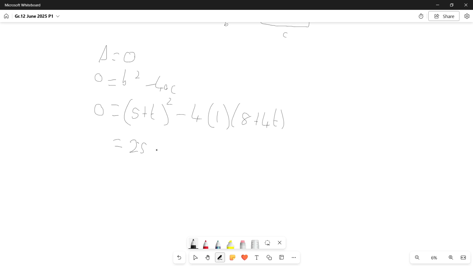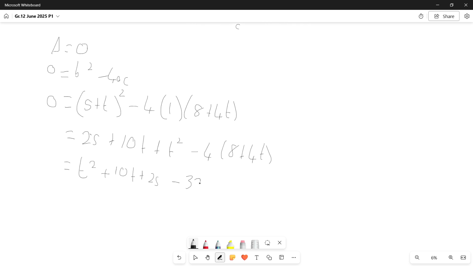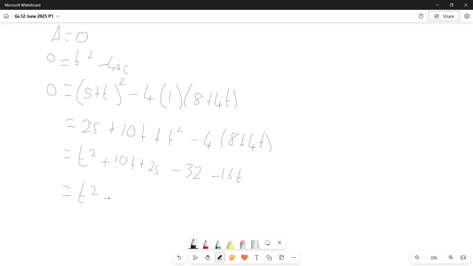So that means 5 times 5 is 25, 5 times t is 5t, times 2 is 10t, plus t squared. So minus 4, 4 times 1 is just minus 4, and then we can distribute the 8 plus 4t on the next line. So 25 plus 10t plus t squared, I'm just going to put this in standard form, so t squared plus 10t plus 25, minus 4 times 8 is minus 32, and minus 4 times 4 is minus 16t. Great, so we can simplify this. T squared, and then 10t minus 16t means we have minus 6t, and then plus 25 minus 32 means minus 7.